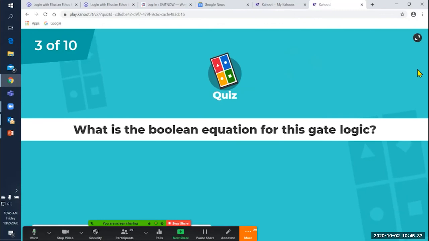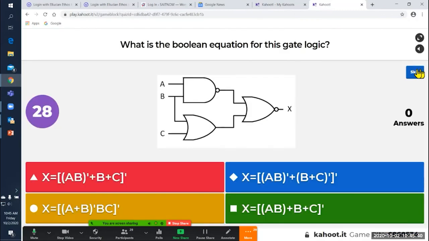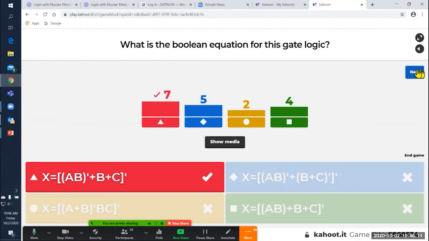Next question. What is the Boolean equation for this gate logic? 30 seconds because it's a bit harder, this question. Someone's already got it. Did they guess, or did they see the shortcut? Now 20 people are saying, what's the shortcut? Seven of you got it. The shortcut was to follow the C. If you followed the C, you could quickly eliminate the others. Okay.